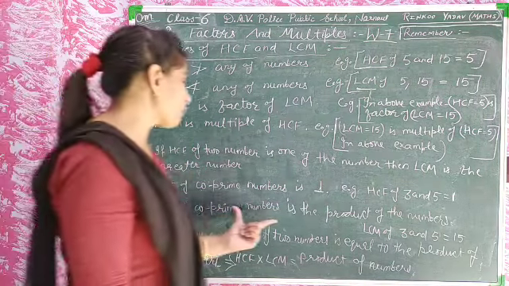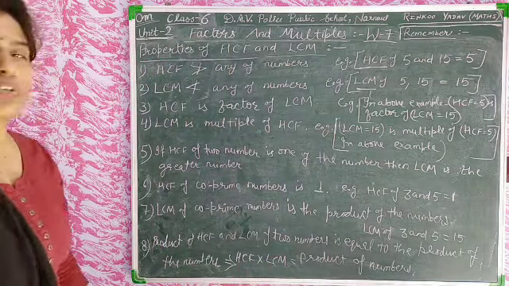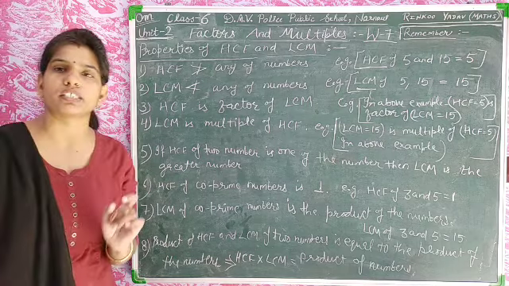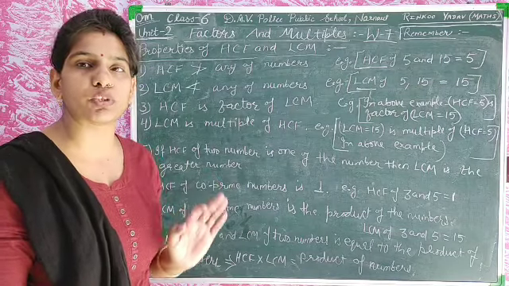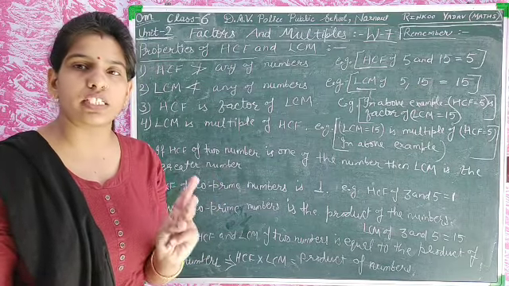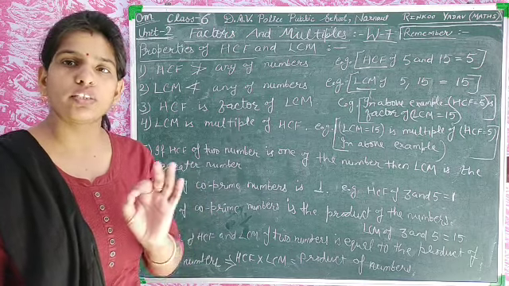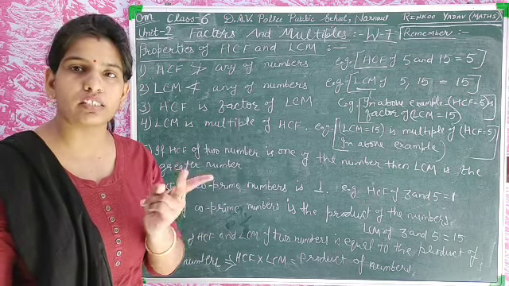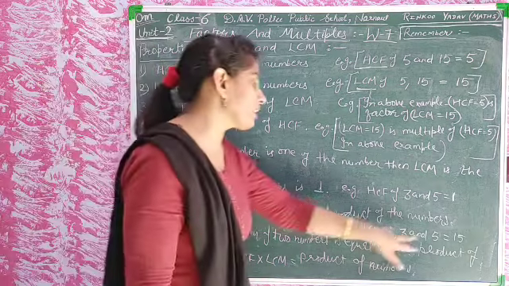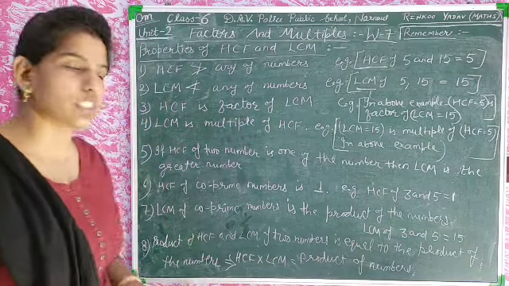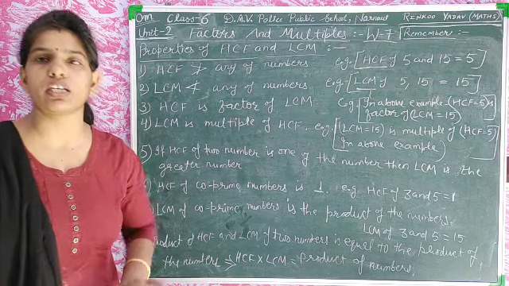Now, the LCM of two co-prime numbers is always equal to the product of these two numbers. Suppose there are two co-prime numbers, 3 and 5, and we have to find their LCM. Their LCM is the product of the two numbers, that is 3 times 5, which is 15. Is it clear, students? Now we will go to the last property, and this is a very important property.